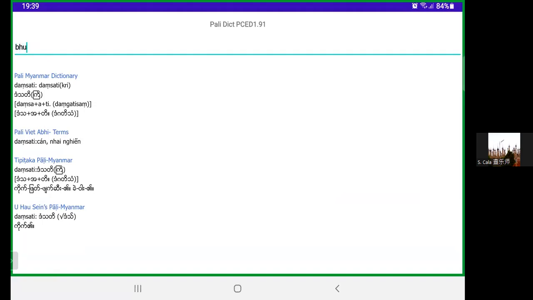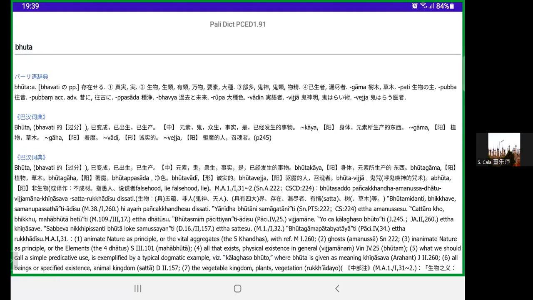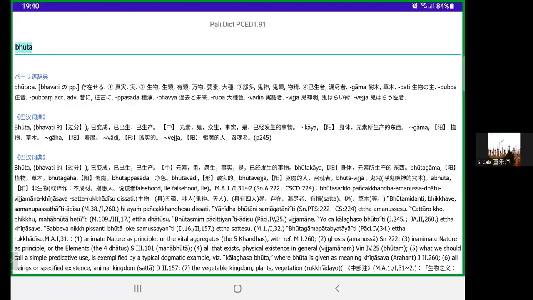I know we have buta, right? Correct. Buta is definitely something you see many times. You know sabbe satta, sabbe pana, sabbe buta, all beings. Buta means come to be. So all beings that come to be, sabbe buta, you find this one. Do you have huta?